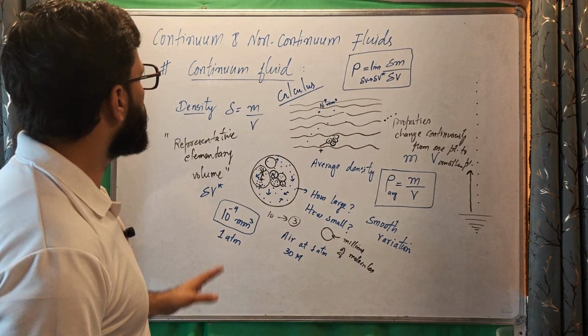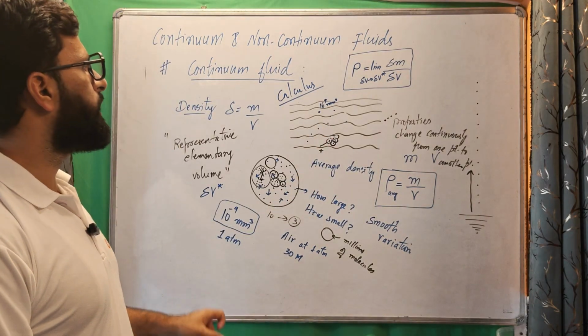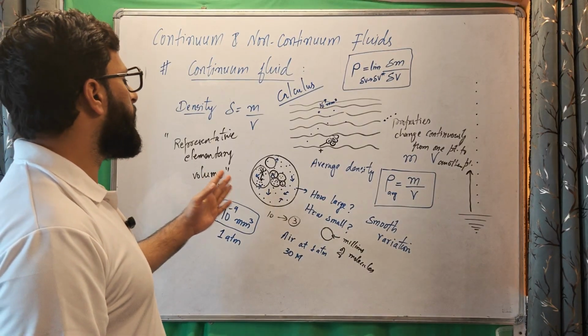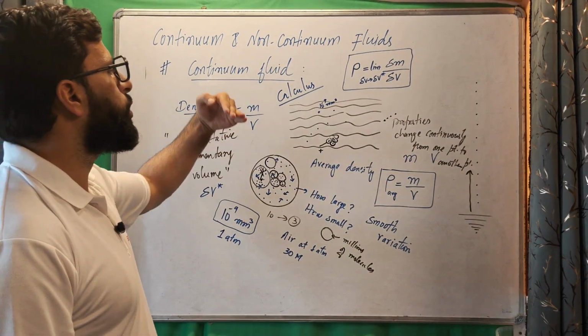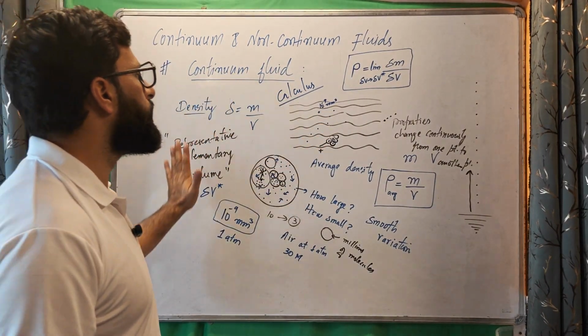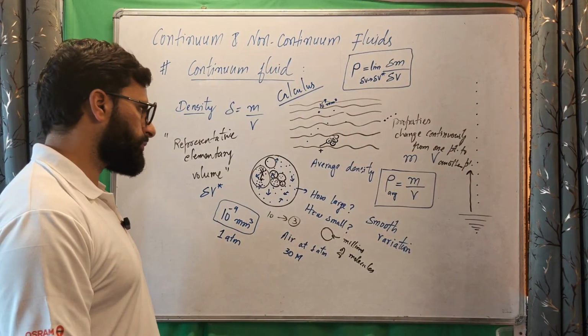Okay, now we know we can define the overall density, the average density of the fluid, and we can define density at a point in a different way that I explained. And that way we can say the properties vary continuously from one point to another point, smoothly from one point to another point, and we can use calculus to see how these properties vary mathematically.